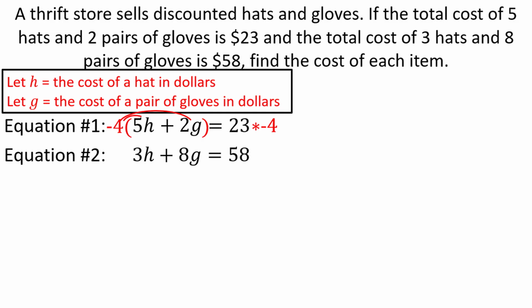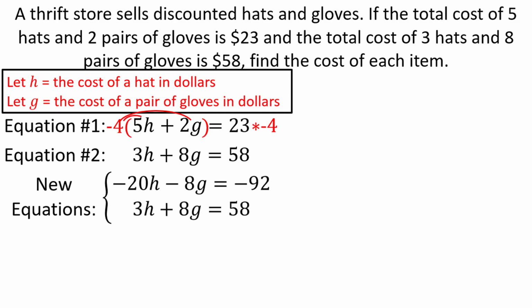new first equation, which is equal to -20h minus 8g is equal to -92. The second equation hasn't changed, so I've simply rewritten it here. Now we have the coefficients on our g term that are the same in both equations, but with different signs, -8g and +8g. Now we can add our two equations together to eliminate the g variable.